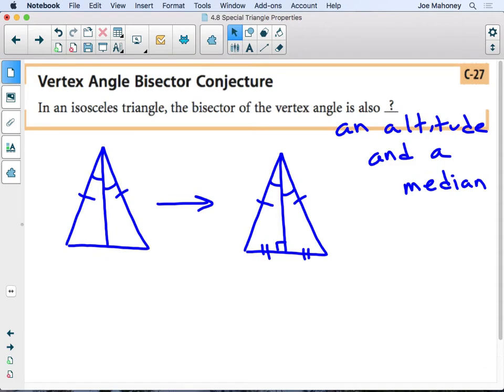What's nice about this relationship is that if you know one, you know the other two. What I mean by that is, if you know you have an isosceles triangle and you know that a segment drawn from the vertex angle is a median, it's also an altitude and it's also an angle bisector. If you draw the altitude from the vertex of an isosceles triangle, it is also a median and an angle bisector. All three of those go together. So if you know one, you know all three.